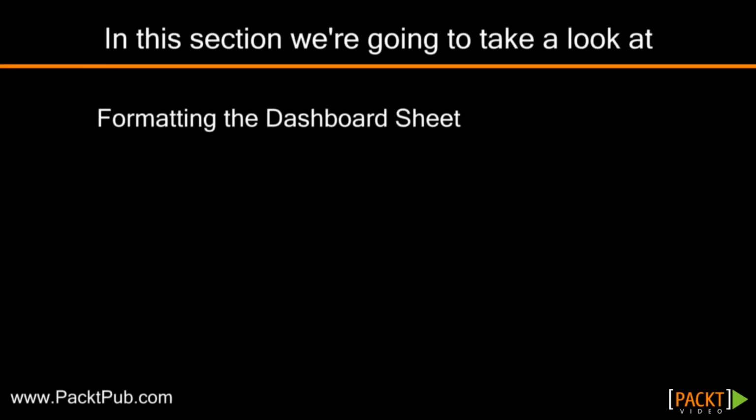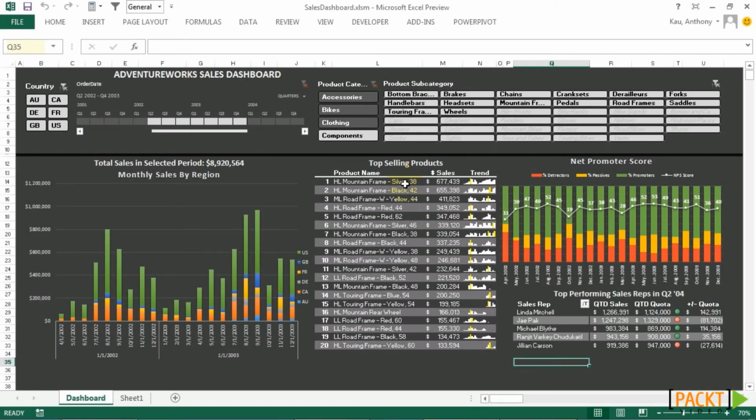In the last video, we looked at formatting the dashboard sheet. Now we're going to take a look at how to reference a pivot table to create our own table. So what we'll be doing is creating just a standard reference to a pivot table.